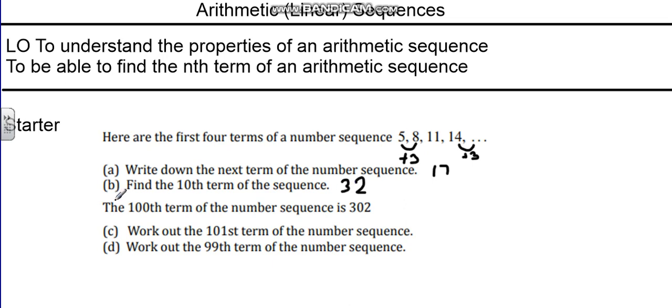So it says here that the 100th term is 302. So what would the 101st term be? Well, that would be the next one along. And we know we're going up in threes. So it would be 302 plus 3. So it would be 305. And the 99th term would be 3 before this one. So we need to take 3 off 302, which is 299.